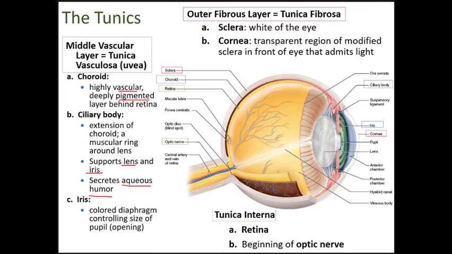We also have an iris. The iris is that colored part of your eye that's part of our middle vascular layer, the tunica vasculosa, and it's the iris that contains muscle. So when it's cut, you can see the muscle through here that's either going to tighten and constrict or dilate and widen to change the size of your pupil.